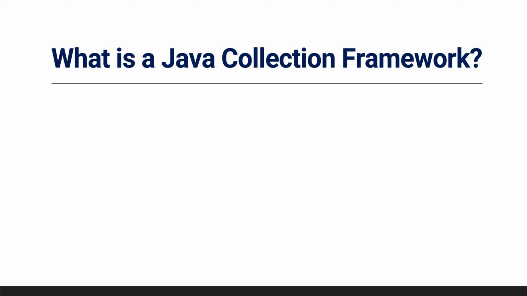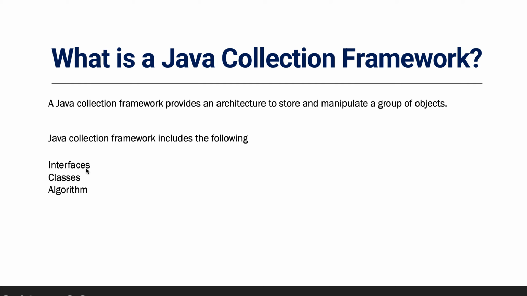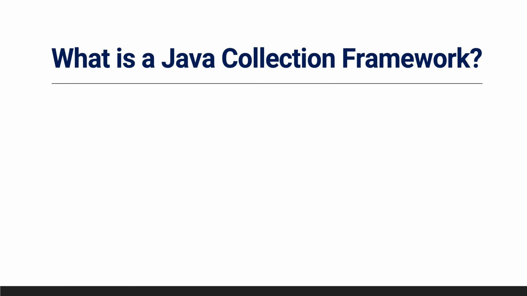Okay. So there is another concept called Java collection framework. We have seen what is Java collection. The framework is nothing but an architecture that stores and manipulates a group of objects. Basically, the Java collection framework includes three things: interfaces, classes and algorithms. There are multiple interfaces, multiple classes, and using the algorithms it is able to provide multiple functionalities in an efficient way. We will see what that is.